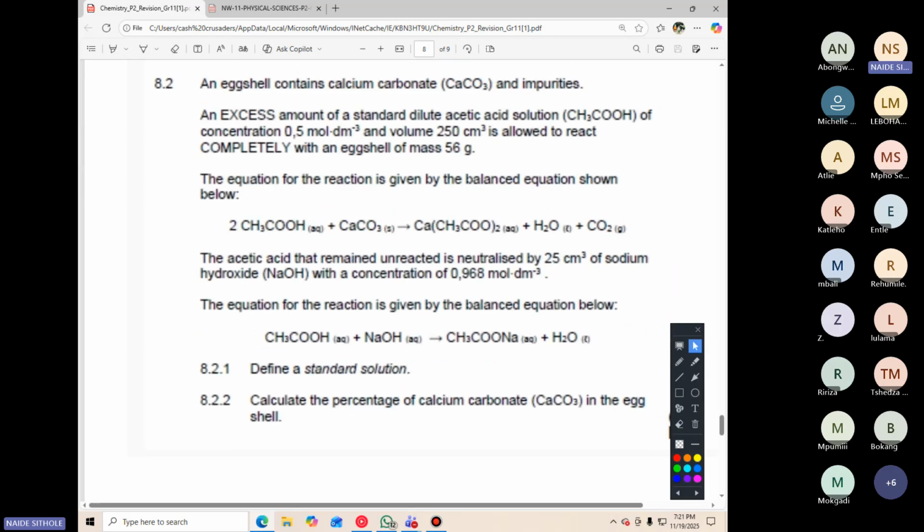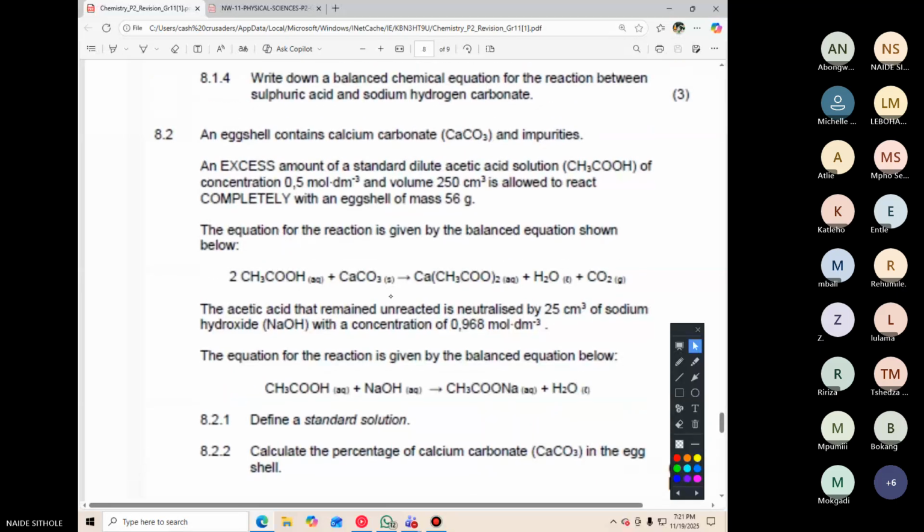Wow. What's going on here? So, okay. They say an eggshell contains calcium carbonate and impurities, an excess amount of standard solution. You see how they write these ones. This is to tell you that you should not use this one. An excess amount of standard dilute acetic acid solution of concentration 0.5 mole and volume 250 centimeter cube is allowed to react completely with an eggshell of mass 56 gram. The equation for the reaction is given by the balanced equation.